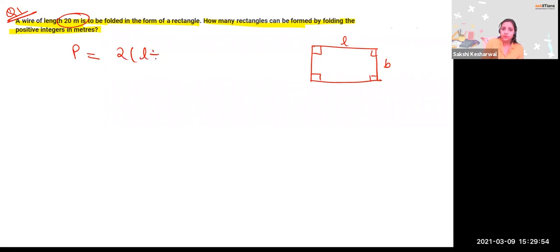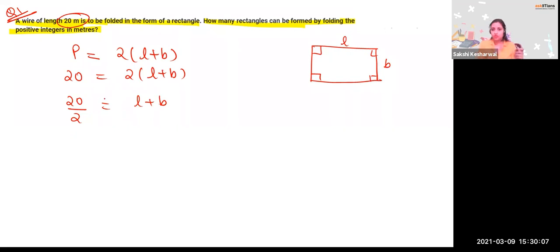2 times of L plus B, right or not? So 20 meters is equal to what? 2 times of L plus B, or not? So 20 divided by 2 is equal to what, beta? L plus B, right or not? Yes, because 2 is in the multiplication and you want to find L plus B, which is equal to 20 divided by 2. So this is 10, equal to what? L plus B. That is, the sum of the length and the breadth is 10. When the two numbers are added, the sum is equal to 10.